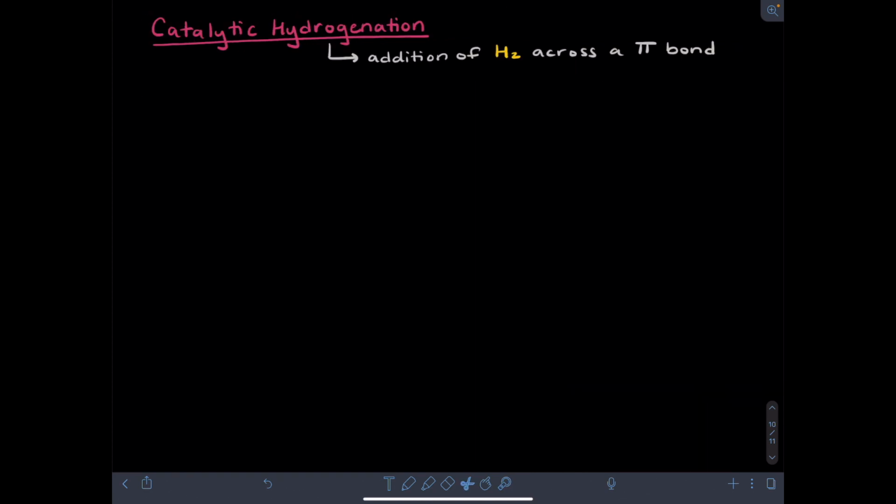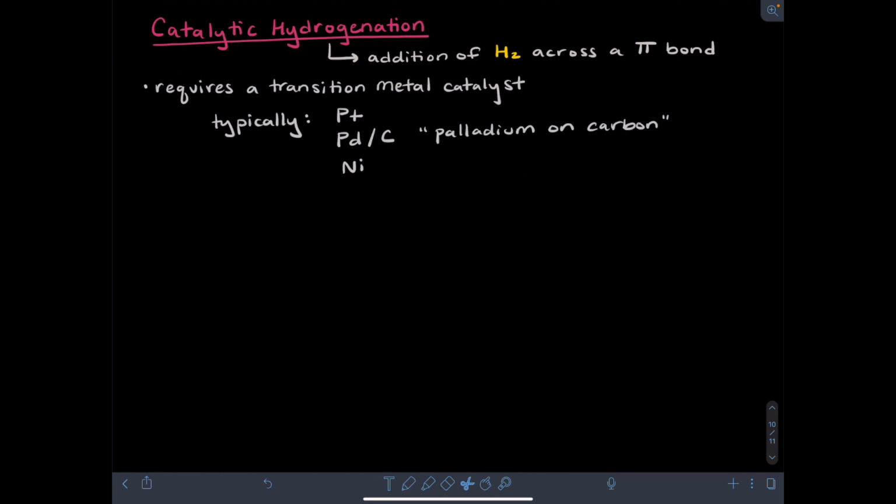Another reaction that occurs by syn addition is known as hydrogenation. In this case, we'll be looking at adding 2 hydrogens across a pi bond, such as you have in an alkene. Hydrogenation requires a transition metal catalyst. The textbook uses 3 examples of these. Either platinum, a catalyst known as palladium on carbon, which is written as Pd/C, or a nickel catalyst. These alkene hydrogenation reactions occur by syn addition, meaning both hydrogens get added to the same face of the alkene.